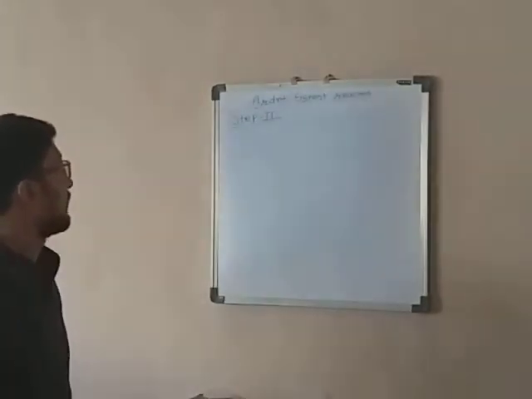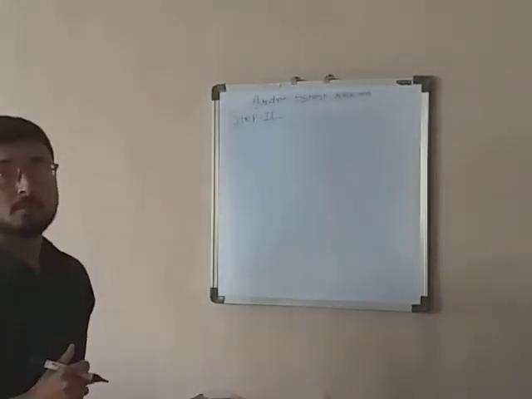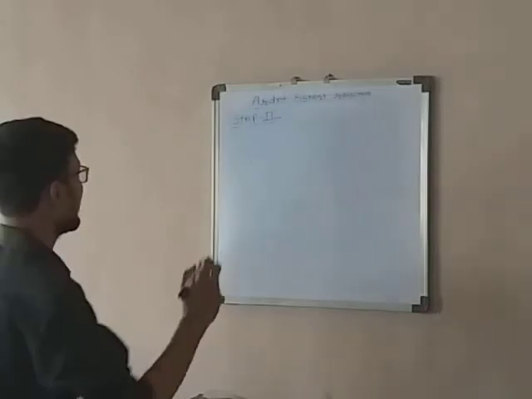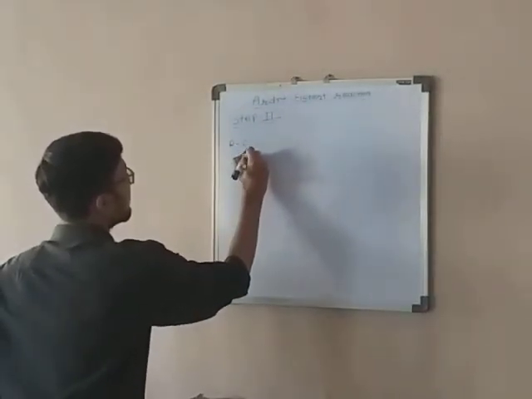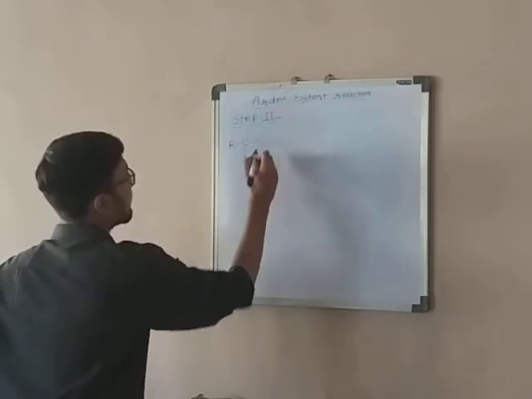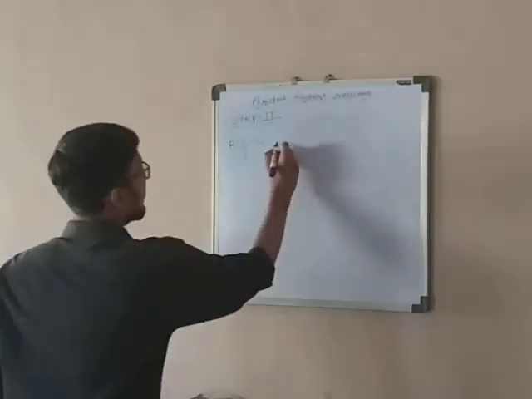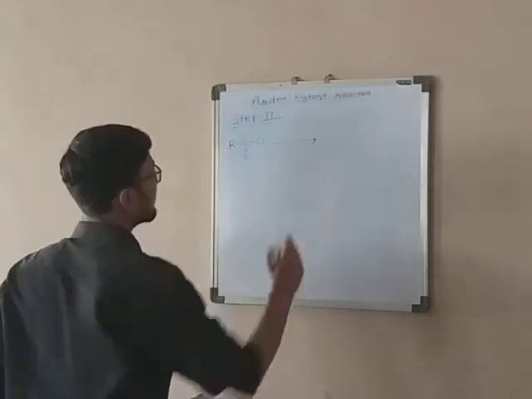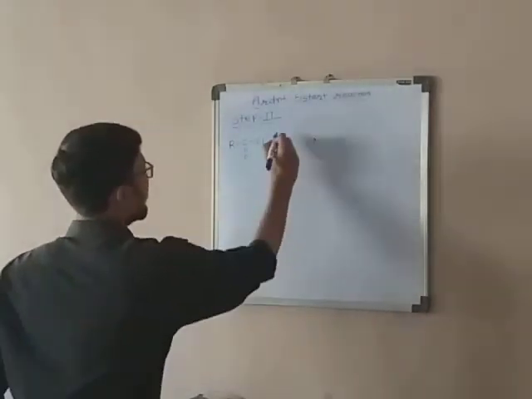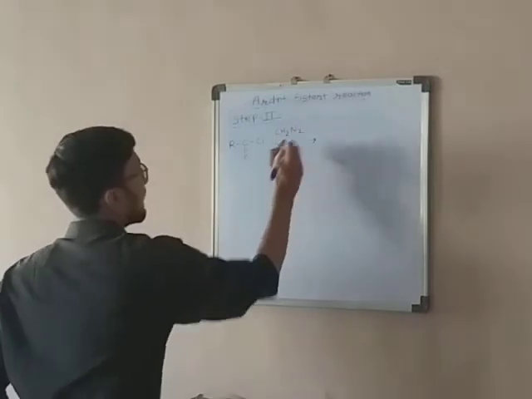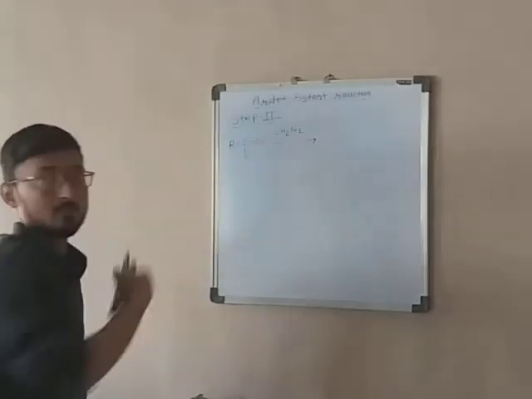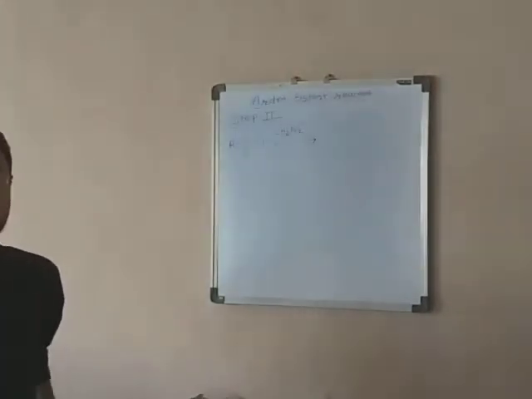Now, at the end of first step, we obtain an acyl chloride, right? Now in the second step, we will react it with diazomethane molecule. Now, the molecule diazomethane does not have a simple structure.